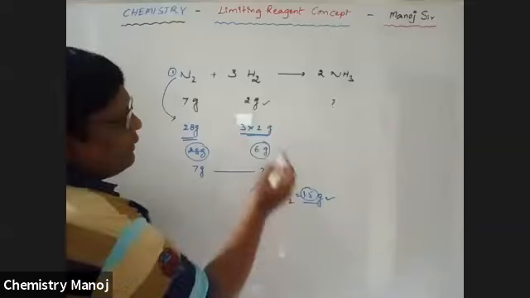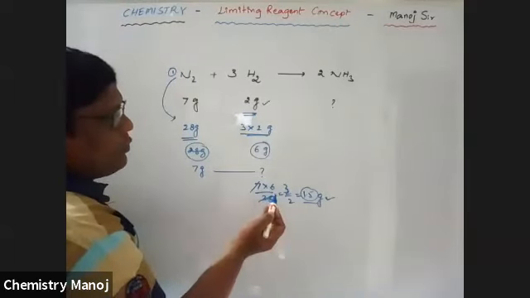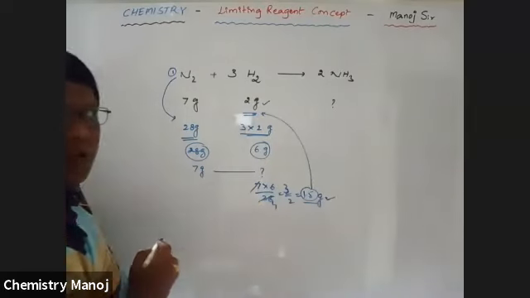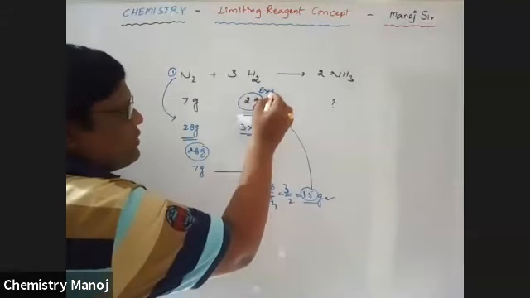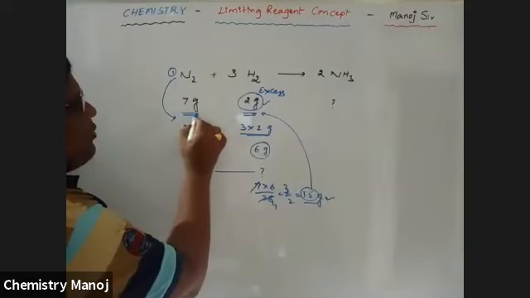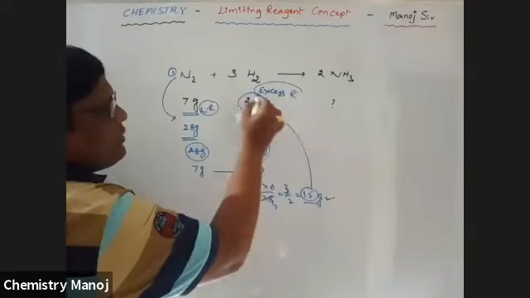That means this is the chemical which is supplied in more amount than required. That is why this 2 grams is the excess amount. The one which is in less amount is the limiting reagent, and the other is the excess reagent.